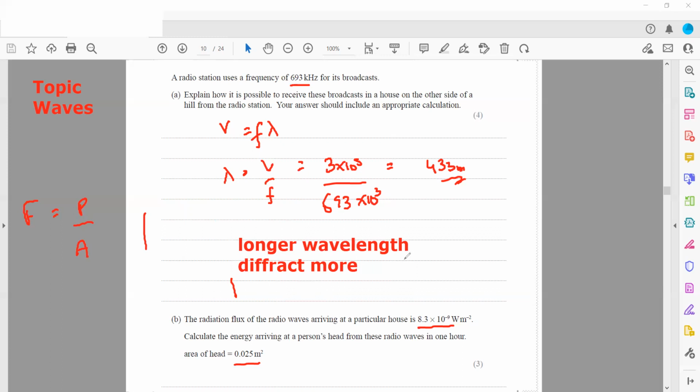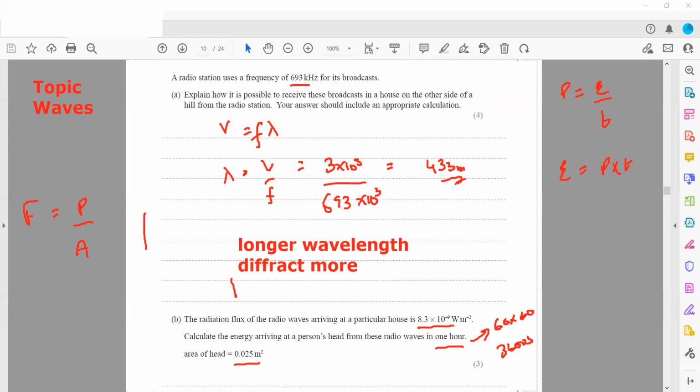After finding the power, we use the formula: power is energy divided by time, so energy is power multiplied by time. We want to find how much energy is received by the head in 1 hour. Remember, time should always be in seconds, so 60 times 60, which is 3,600 seconds. First we find the flux, or rather the power. The flux is power per unit area.